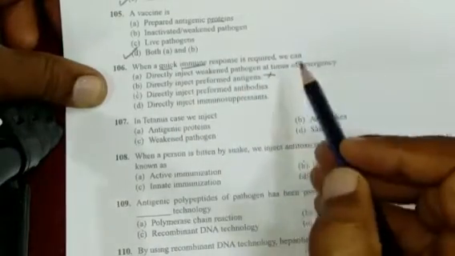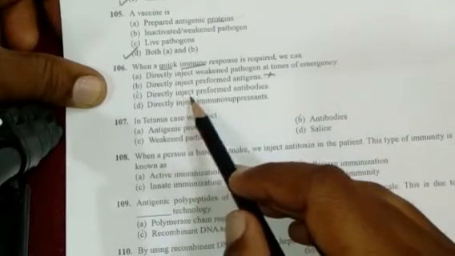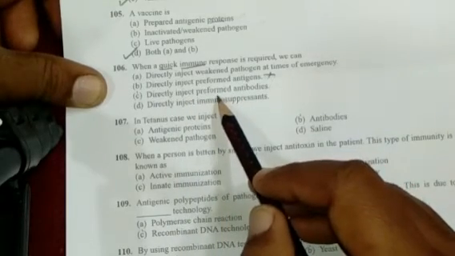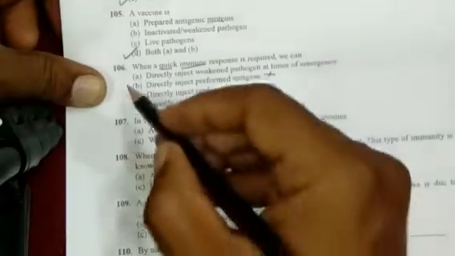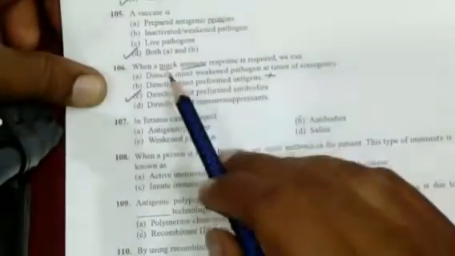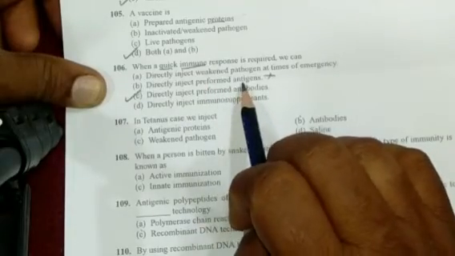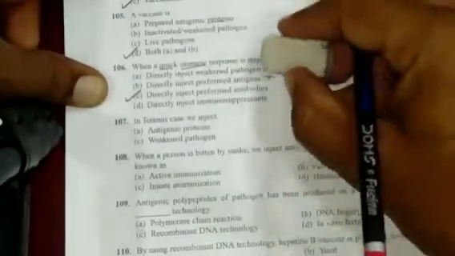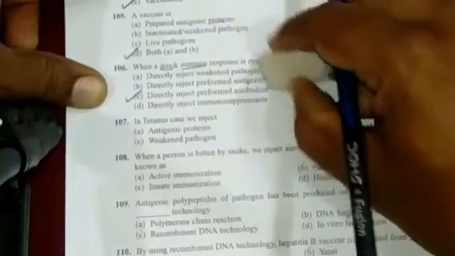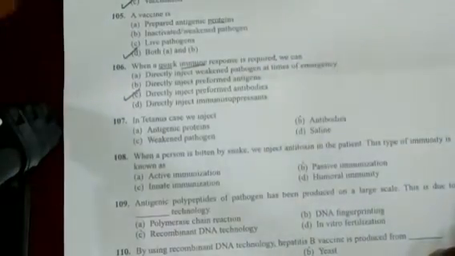So antigens we cannot take. Don't get confused. Directly inject preformed. What does preformed mean? Antibodies which are already formed. So option C is the correct answer. Why? A quick response is needed and to increase immunity. In the B option, antigens, he says, don't get confused, antibodies have to be introduced. So option C, directly inject preformed antibodies.